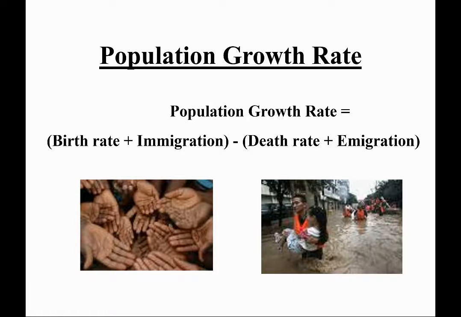The population growth rate is the birth rate plus immigration, because that's individuals coming in, minus the death rate and the emigration. That's the number of individuals that will leave the population. So that just makes good sense.